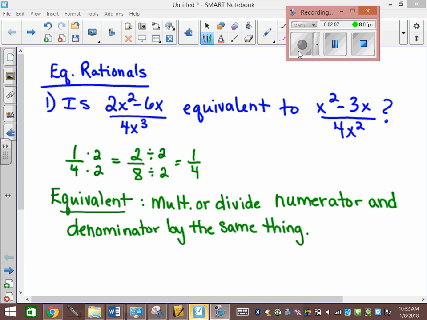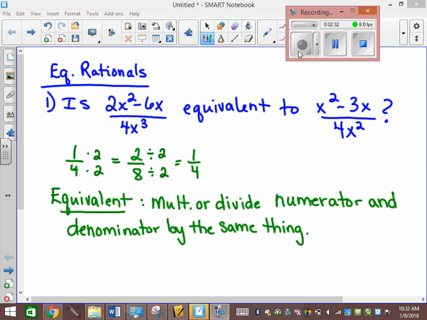So that's the big difference between equivalent and simplification. Simplifying, you can make smaller and reduce by division only, but equivalent, you can multiply and divide. So I'm going to look at these two, and I'm going to say, what could I do to number 1 to get to part 2, or what could I do from part 2 to get to part 1? Does it matter which way I go? No, it just matters that I show that they're the same.